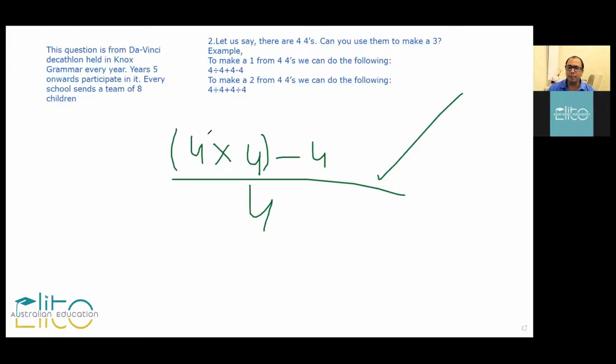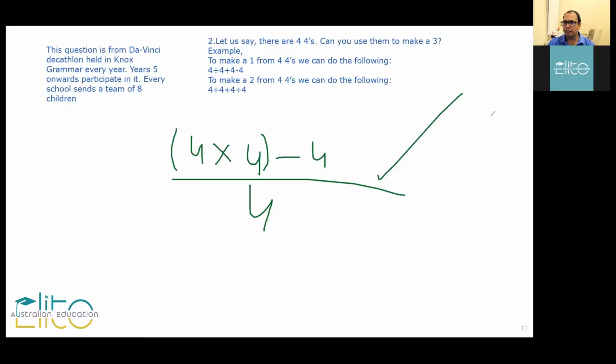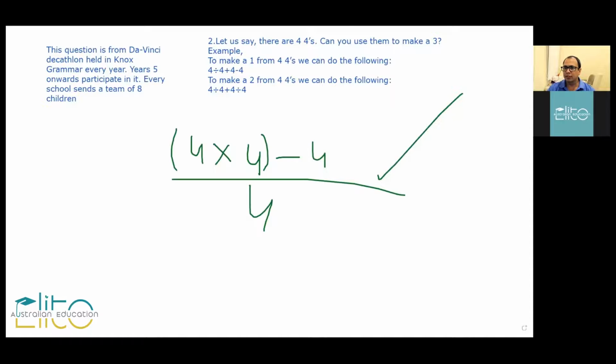Vicky, any idea? Claire, can you do it? Yes, Claire? Brenda, 4 plus 4 plus 4 divide into 4. Wonderful work. Correct again. 8.